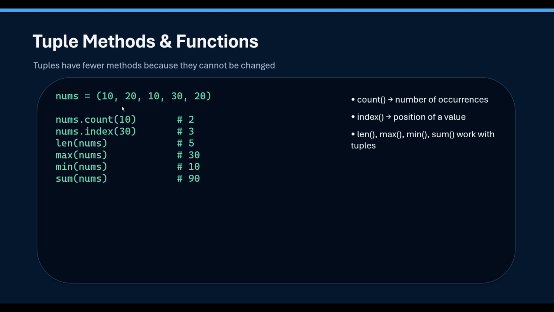Mainly in tuples we have two main methods, count and index. Count returns the frequency of a value, and index returns the position of the value's first occurrence. We also have side functions: len to find the length of the tuple, max to find the maximum value if it is a numeric tuple, min to find the minimum value, and sum to find the sum of the tuple.